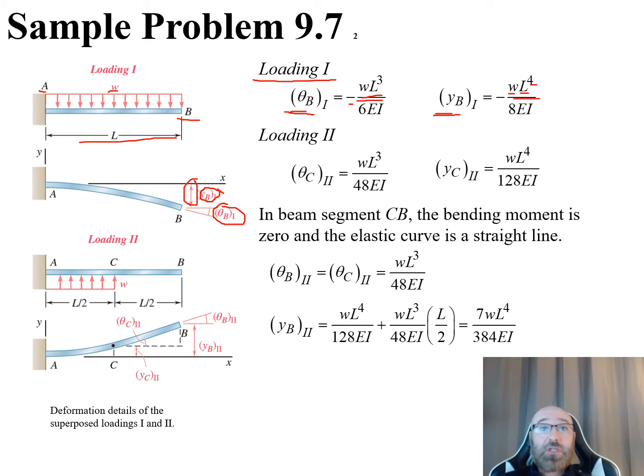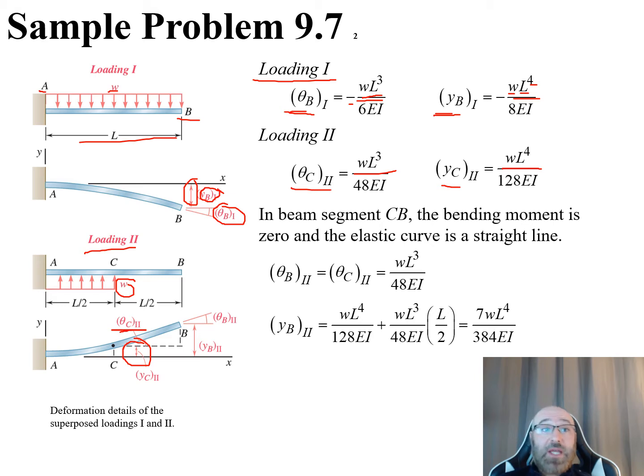So now for our loading 2, we see that our theta sub C2, this angle here, is going to be equal to our distributed load W times L cubed all over 48EI. And our y sub C2, which is at this point here, is equal to WL to the fourth, our distributed load times our length to the fourth, all over 128EI.